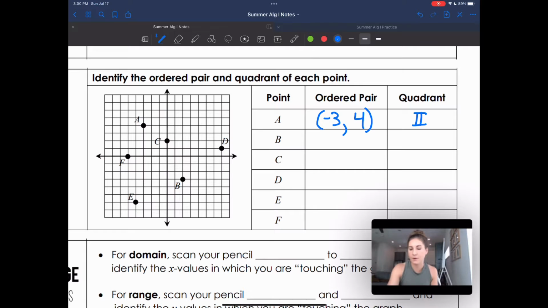Quadrant 2. Okay, great. If you want to try to list these out, pause this, and then fast forward, go for it. See if you can get all of these right. But we're going to go through them here.